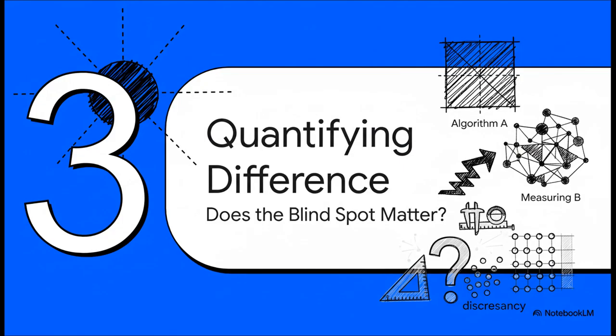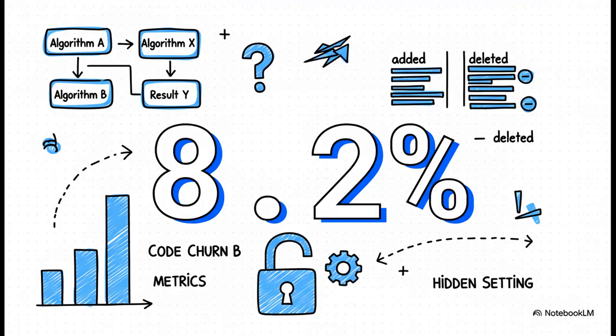Okay, so we've found the blind spot. But the big question is, does it actually matter? I mean, so what? Well, the next phase of the investigation was to stop just surveying people and to start measuring. They needed to quantify just how different the results from these two algorithms really were. And here's the first piece of hard evidence. There's this metric called code churn. It's basically just how many lines are added or deleted in a change, and it's a really key metric for predicting software quality. The researchers found that for up to 8.2% of commits, this fundamental metric gave different answers based only on which algorithm you used. Think about that. Your predictions about software quality could literally change just because of a hidden setting.